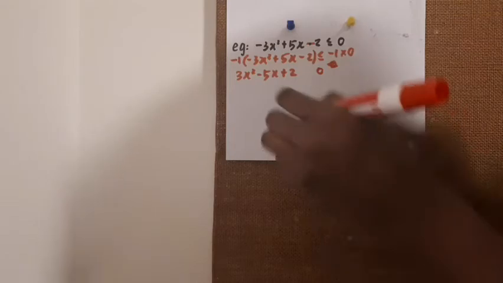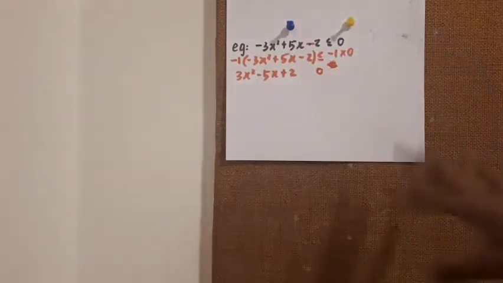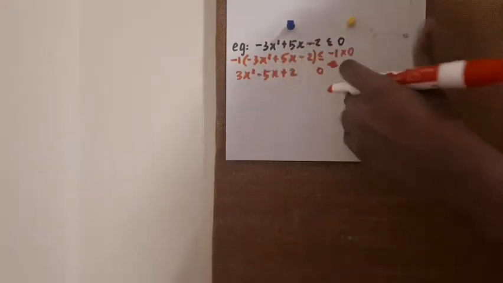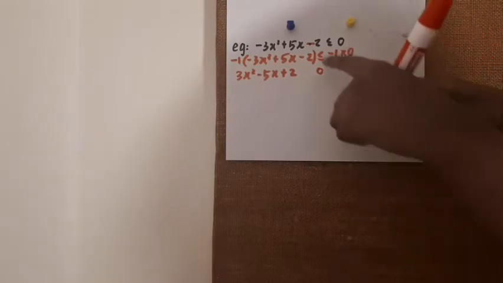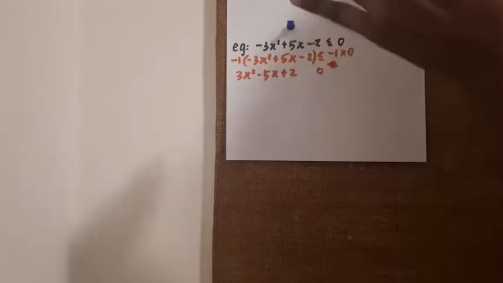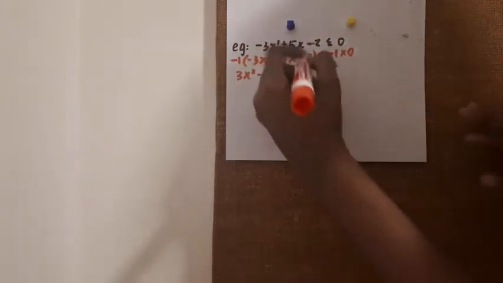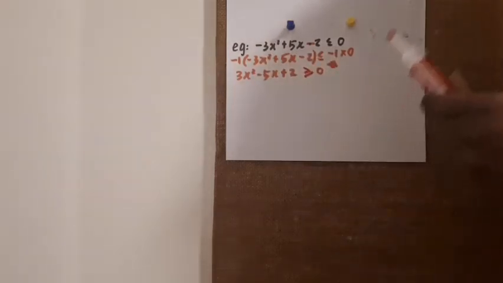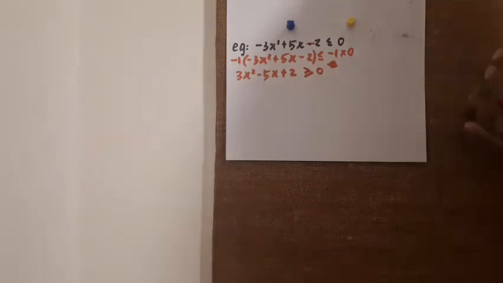If you feel like you tend to make a lot of careless mistakes, please use your calculator when you open up the bracket, and you can do it one by one, no harm in it. When you times both sides with negative 1, you have to change the inequality. Hopefully you guys learned this in form 3 if I'm not mistaken. Yeah, this is how it goes.